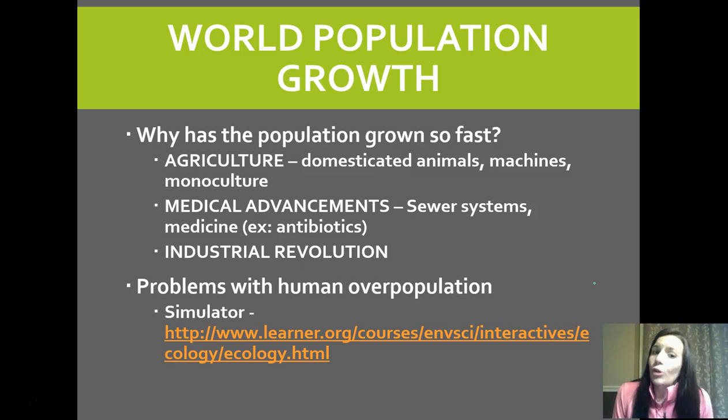When we talk about world population growth, there are a few reasons why our population has grown so fast. First of all, we have things like agriculture. We have domesticated animals, we have machines, we plant mass quantities of crops for production. So agriculture has really contributed to us being able to support a larger population. In addition, there are medical advancements, things like sewer systems, medicine, and antibiotics. These are things that people who lived hundreds of years ago didn't have access to, so they had a much shorter lifespan. And finally, the Industrial Revolution.